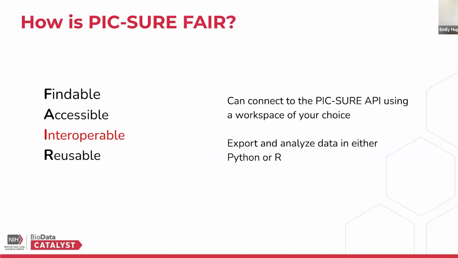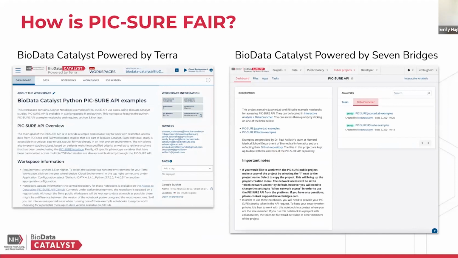So additionally, Picture is interoperable, so you can connect to the Picture API using any workspace of your choice. And you can export and analyze data in either Python or R. Next slide. And so here are two images that show the Picture API examples in both Biodata Catalyst powered by Terra and by 7Bridges. And so here's an example of you have the choice to export it into a workspace that best fits your research. Next slide.